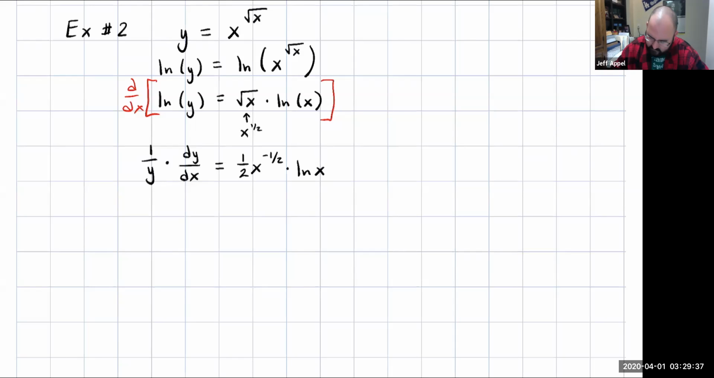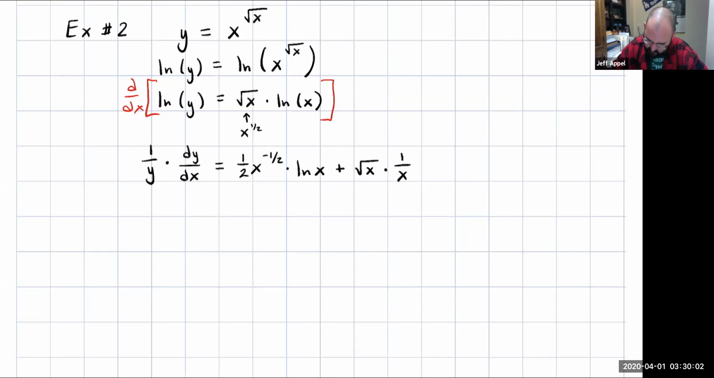And now the rest of the product rule says plus. This time we leave the first piece alone, so I'm just going to leave it in its radical form as the square root of x. And we're going to multiply this by the derivative of the second piece. Well, the second piece is the natural log of x, and the derivative of the natural log of x is 1 over x. All right, so there is our derivative.